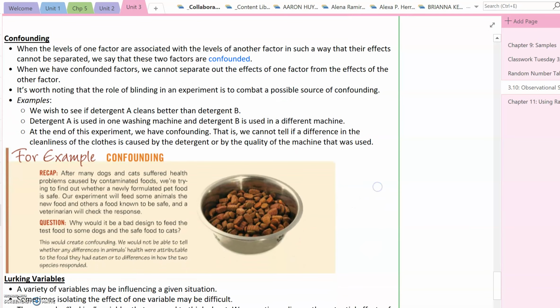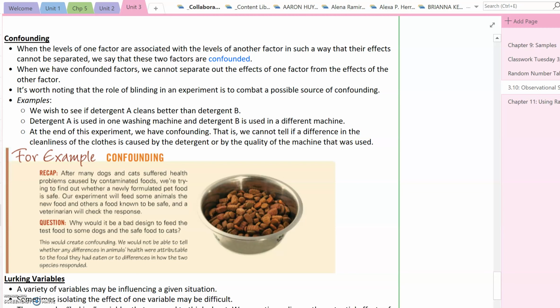Alrighty, confounding. Confounding is when the levels of one factor are associated with levels of another factor in a way that we cannot separate their effects. We're saying that then those 2 factors are confounded. We cannot separate the effects from one factor to another.